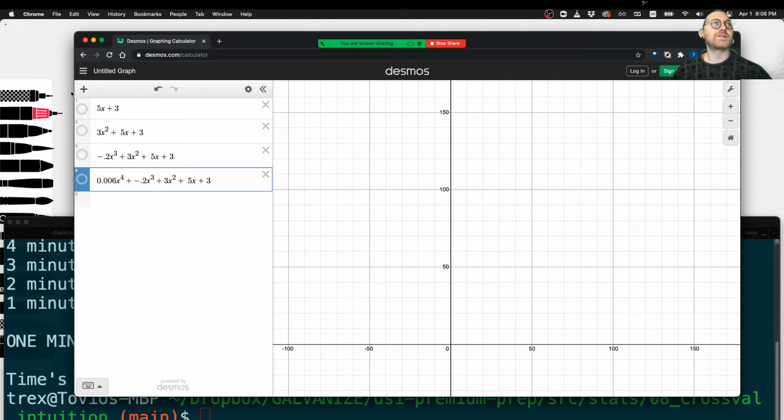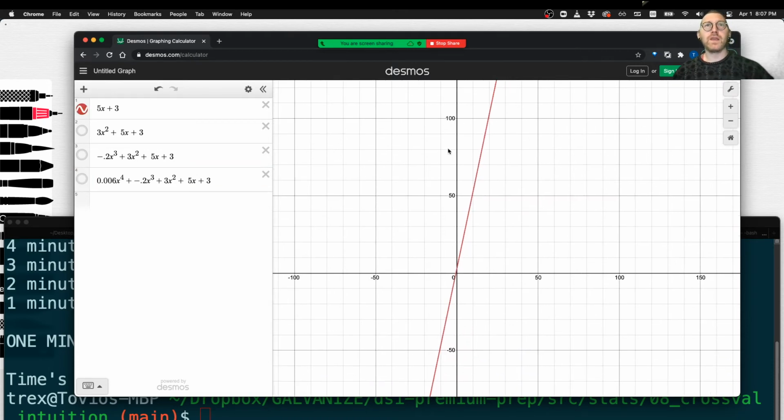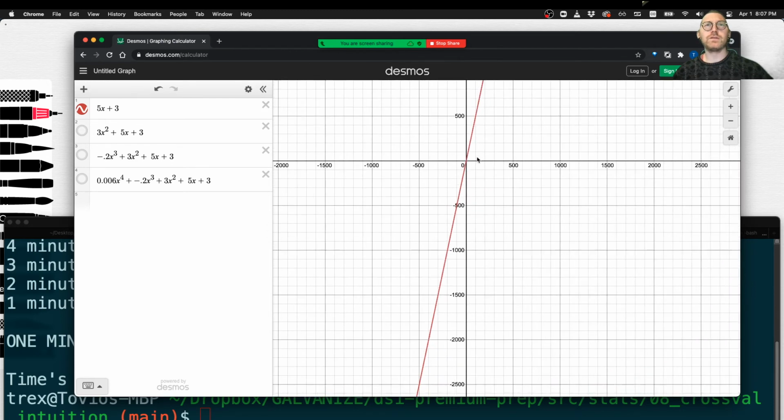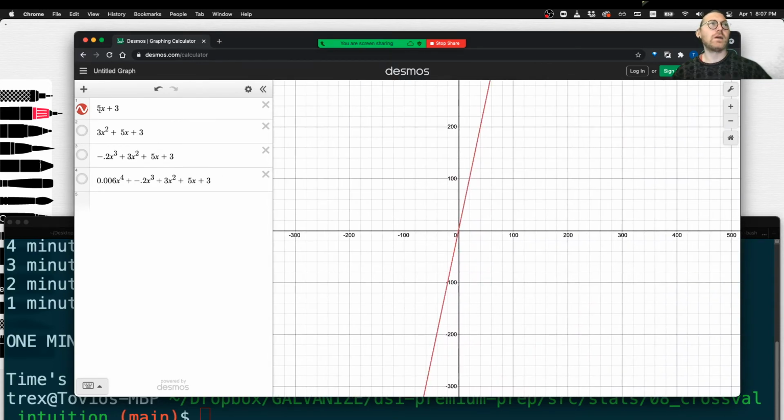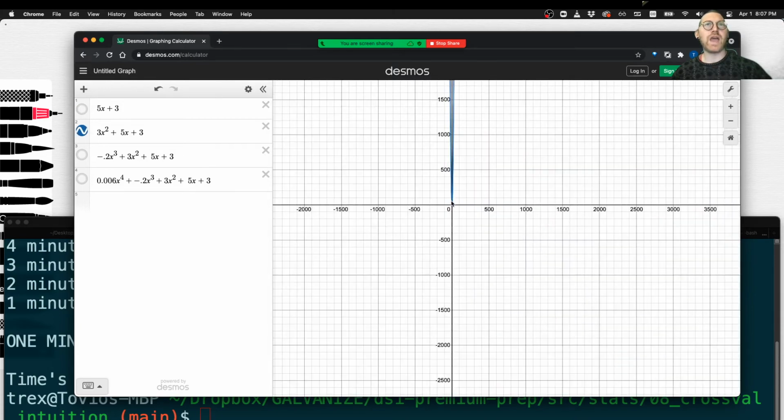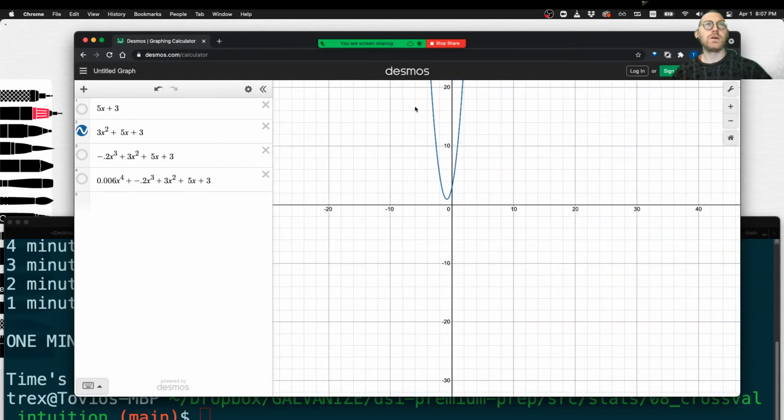Okay, so let's look at 5x plus 3, right? If we're going to generate points around this line, we have a sense of what that might look like, right? Not too complicated to think about that. And 3x squared plus 5x plus 3. And we'll just look at this one.